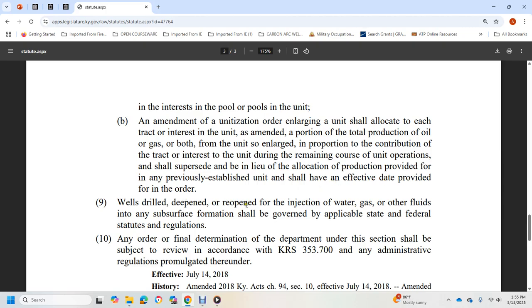Wells drilled, deepened, and reopened, with the injection of water, gas, or other fluids within a subsurface formation, are governed by applicable state and federal statutes and regulations. Any final order or determination of the department under this section shall be subject to review in accordance with Kentucky Revised Statute 353.700 and the administrative regulations promulgated thereunder.